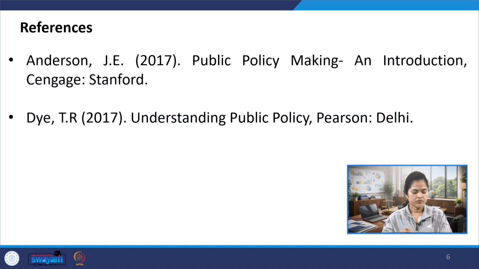So you can follow for this the first lecture, and up to this you can follow the book by J.E. Anderson, Public Policy Making, an Introduction. And the second book that you can also follow, these are textbooks, Understanding Public Policy by Thomas R.